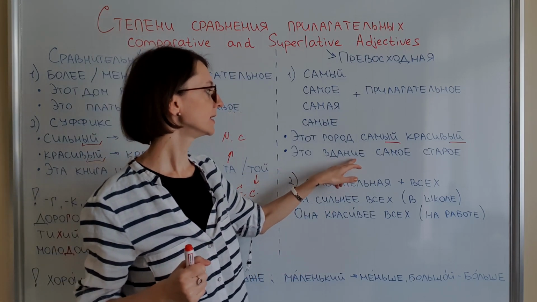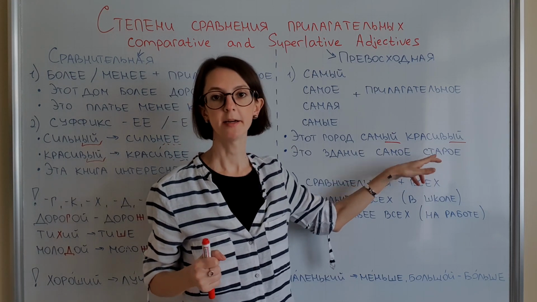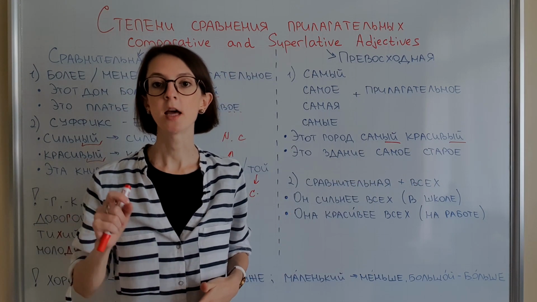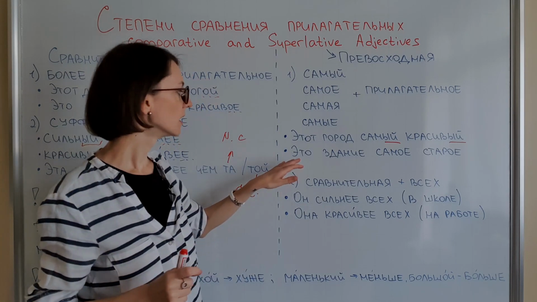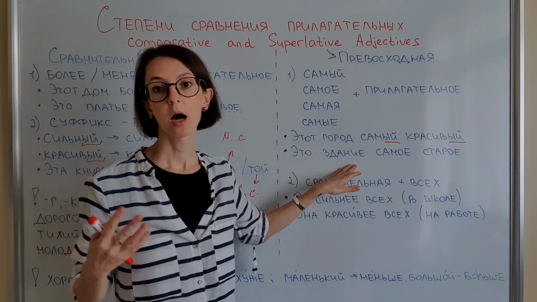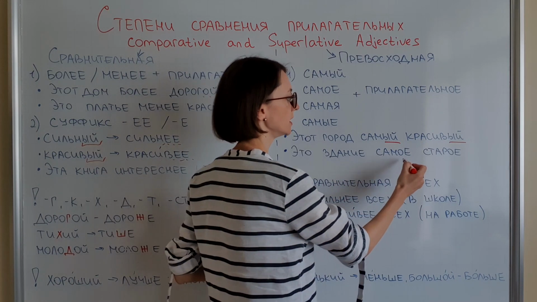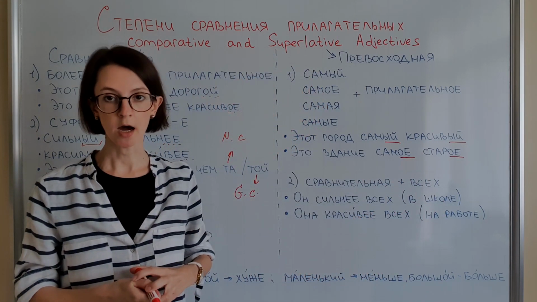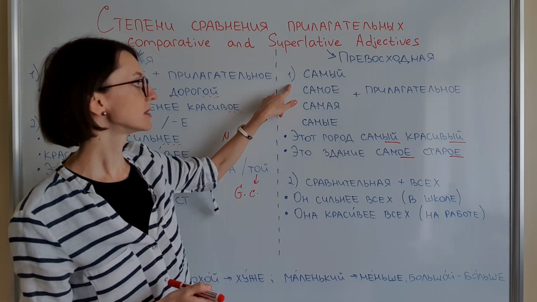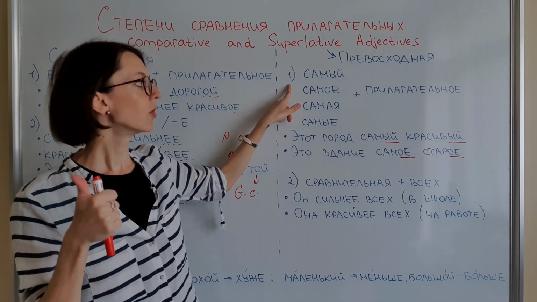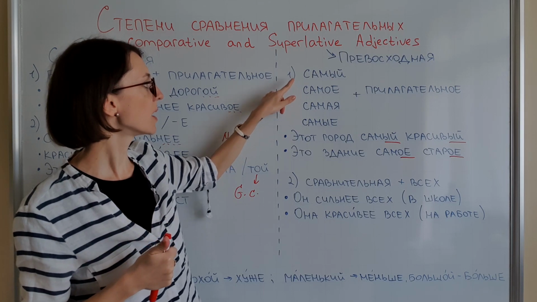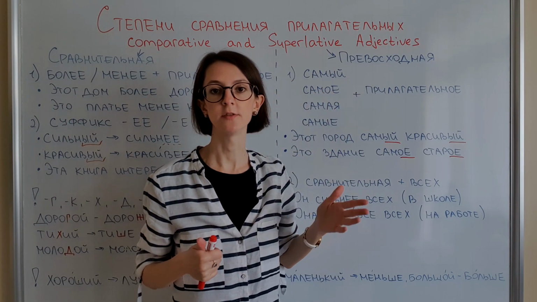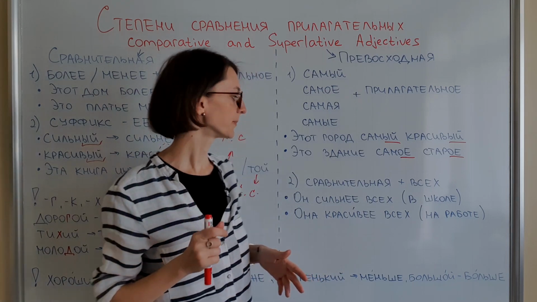Это здание самое старое. This building is the oldest. Здание, оно, that's why you can see over here the endings are for neuter nouns, okay? So this is way number one of superlative form, самый, самое, самая, самые plus adjective. Pay attention to the gender.